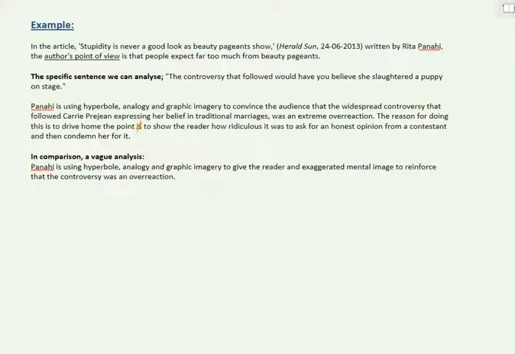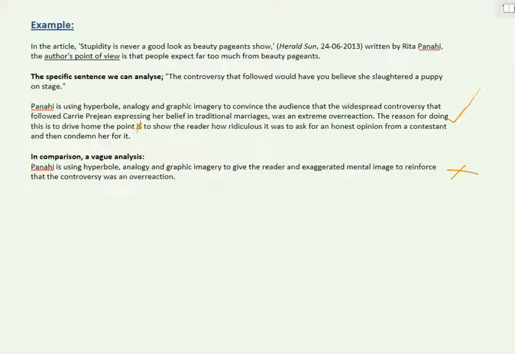Right, a vague analysis would look something along the lines of this one here, and this is what a lot of people are still caught in the trap of doing. Right, we want to be doing this, not this. Panahi is using hyperbole, analogy, and graphic imagery to give the reader an exaggerated mental image to reinforce that the controversy was an overreaction. Right, that's too vague.